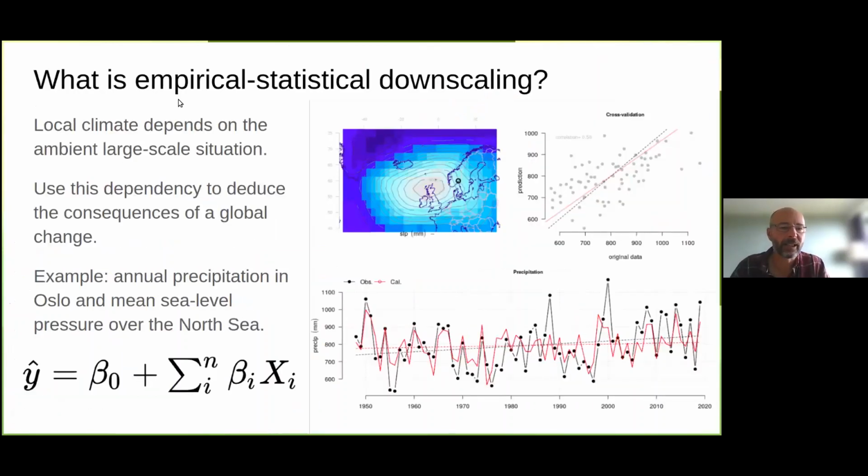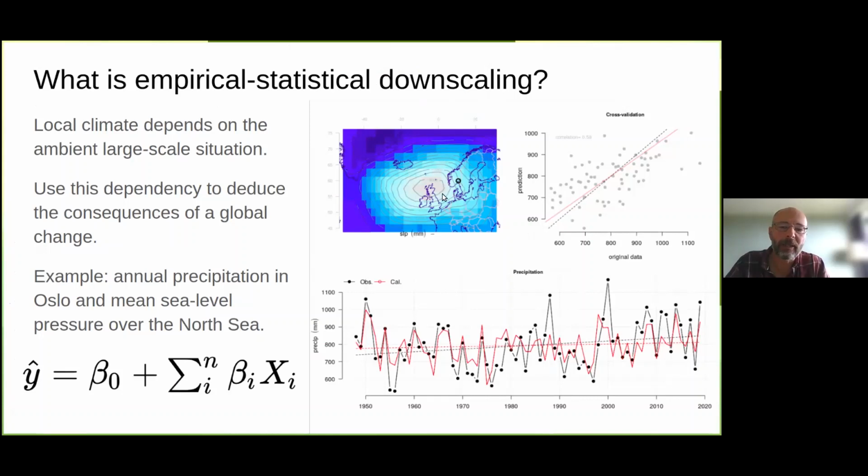And here's another example, empirical statistical downscaling. Basically, the local climate depends on a mid-to-large scale situation. So this is a circulation pattern, sea level pressure. You can use this dependency to deduce consequences of global climate change.